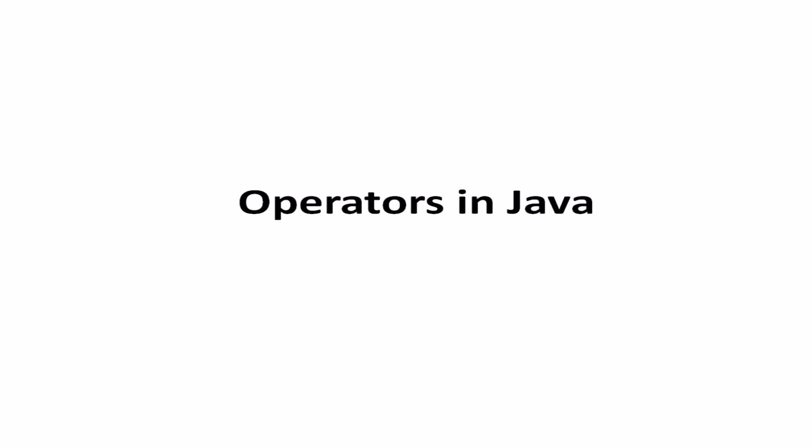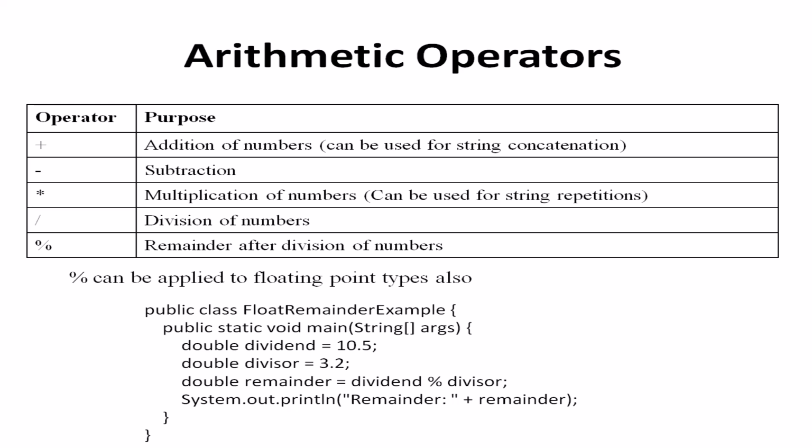Hi, today we are going to discuss operators in Java. The first operator is the arithmetic operator. Here you have different types of operators: addition of numbers, subtraction, multiplication, division and modulo division. The modulo division can be applied to floating point types also.